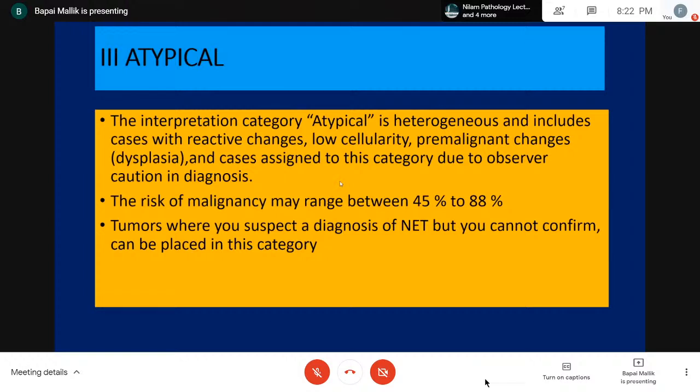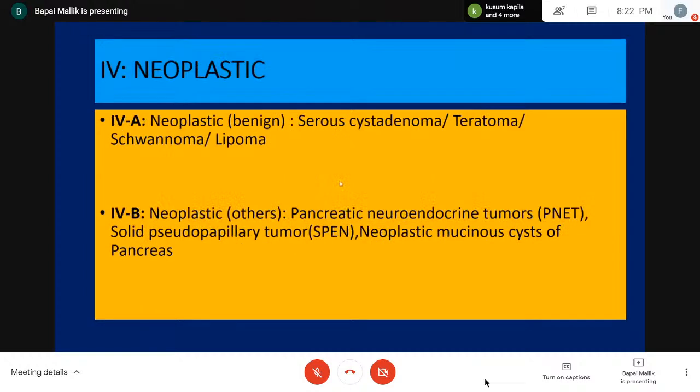One of the places where it can be very helpful: suppose you see a tumor which looks like a neuroendocrine tumor, you're not absolutely certain, you would like to do some immunocytochemistry, but you do not have enough material for it. There are situations, a solid tumor, where we are not very sure whether it's a neuroendocrine tumor or an SPN. In these cases also you can put it under the term atypical and then write a note: these are the things which you're considering, but you cannot really make a definitive diagnosis.